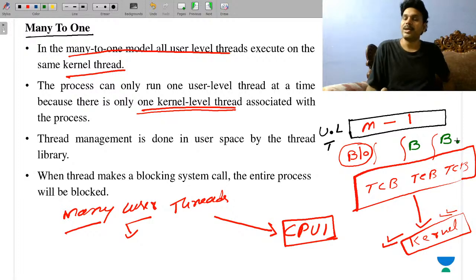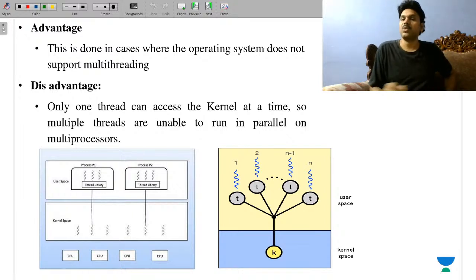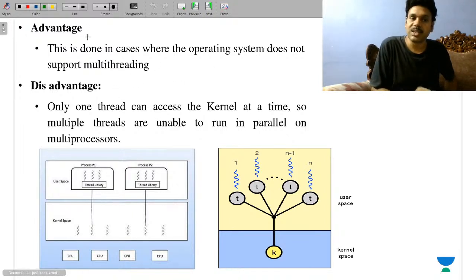Blocking only. It is not that effective because you are accessing only a single kernel thread from many of your user level threads. So this problem can be avoided in the 1:1 thread concept. What are the advantages? What are the disadvantages? We will see. So this many-to-1, I'm talking about many-to-1.